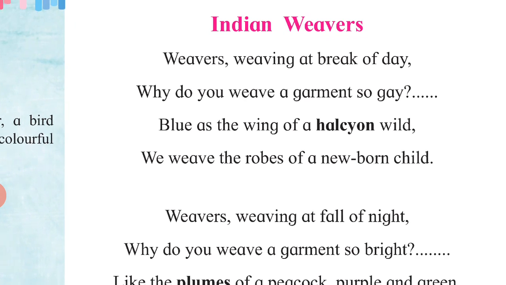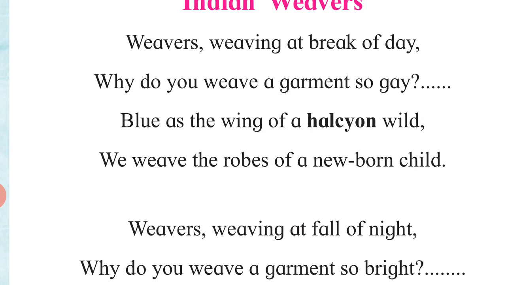Look at the third line: Blue as the wing of halcyon wild. In this line the poet used the figures of speech inversion, alliteration and simile. These three important figures of speech are used in the third line. Look at the fourth line: We wave the robes of a newborn child.